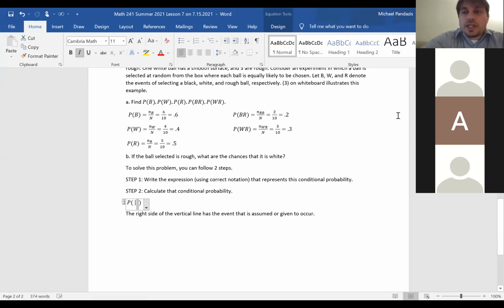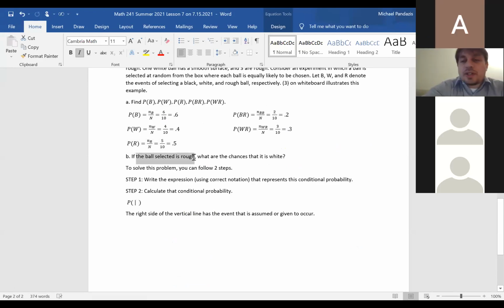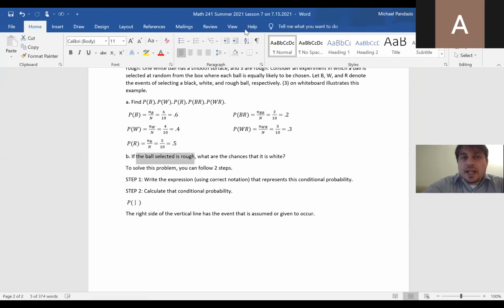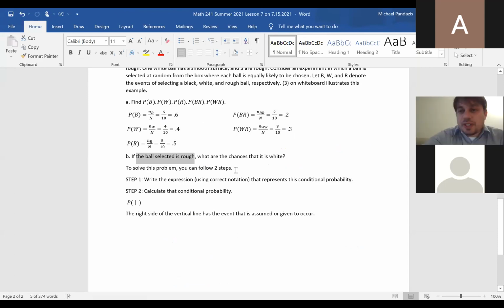So I want you to raise your hand if you think that the assumed or given event to occur is that the ball is rough. Okay. Raise your hand if you think that that's the right one. Okay. 3 people are raising their hands. So 3 of the 18 think that the given is that the ball is rough. Okay, so put down your hands.